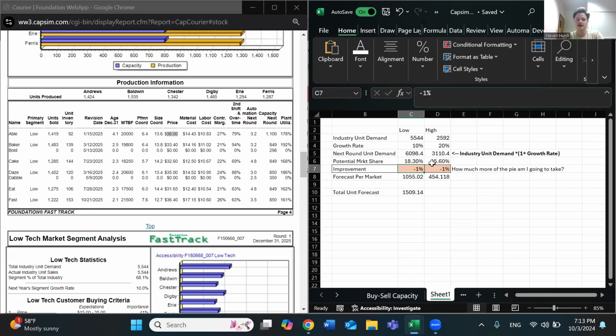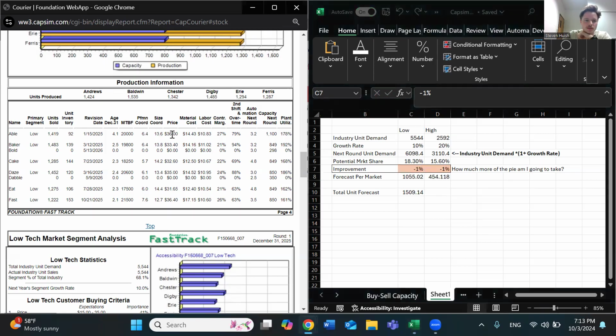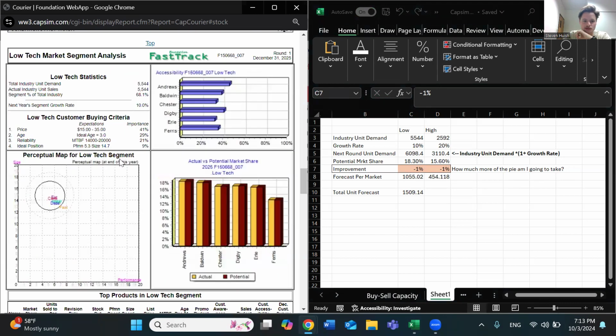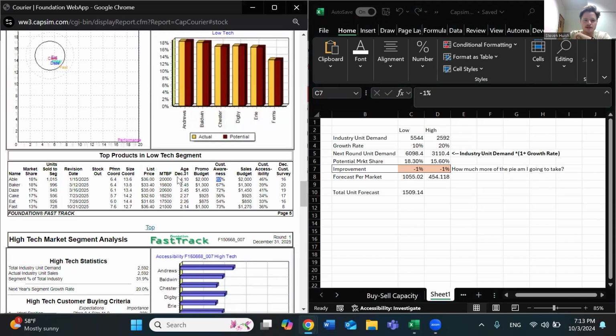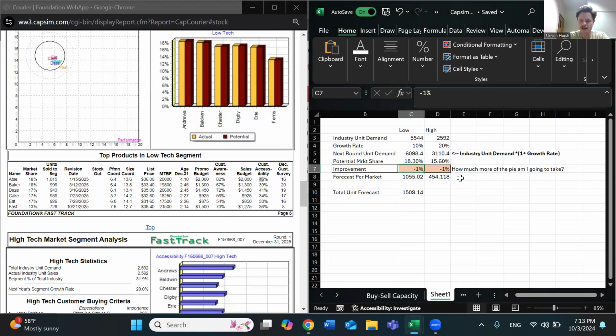A positive improvement would mean that I'm beating everyone else, even though there are new products entering the market. And so if I drop my price, I have a really solid positioning compared to everyone else. I gotta scroll down a little bit, but I have really good customer awareness and customer accessibility compared to everyone else. I need to take that into account, and I might say that I will improve over last round. So I'm gonna take an extra 1% in low tech, and I'm gonna take 1% in high tech. There are situations where you take a negative in one and you take a positive in the other, though.